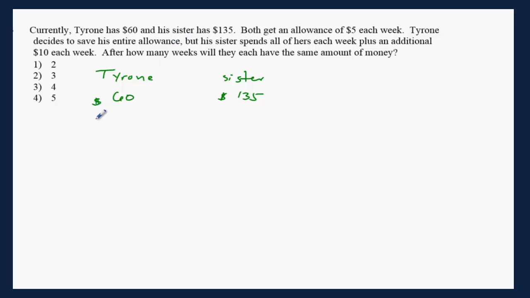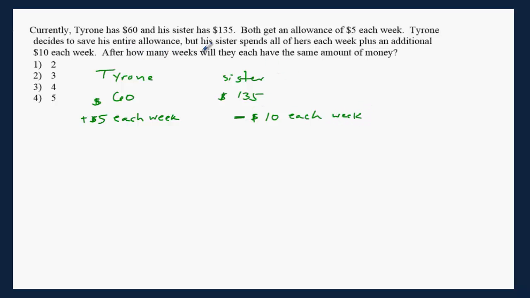So this one plus $5 each week. Okay, but his sister spends all of hers each week. So she gets $5 and she spends all $5 plus an additional $10 each week. So this means Tyrone's sister's money will be reduced by $10 each week. All right, we're not adding 5. It says here his sister spends all of the income, all of the $5 that she gets every week. So minus $10 each week.